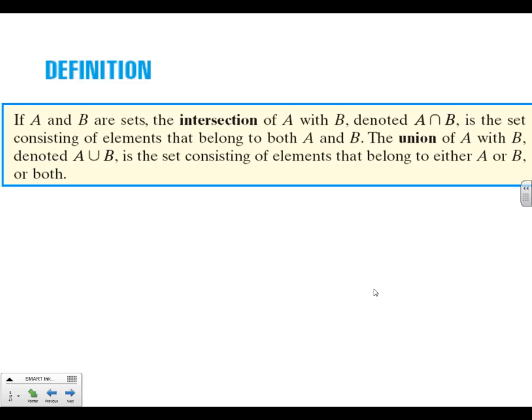So, a little definition here. Depending on how you take notes, you may want to just write this whole thing down. Maybe you're just an audio learner and you just want to listen to it. Whatever works best for you, but let's go through it here. If A and B are sets, the intersection of A and B, which we denote with the upside down U, A intersected with B, is a set consisting of elements that belong to both A and B. The union of A with B, which is the right side up U, is a set consisting of elements that belong to either one. If it shows up in A or B, we put it in the new set.